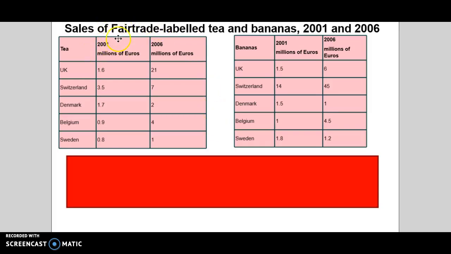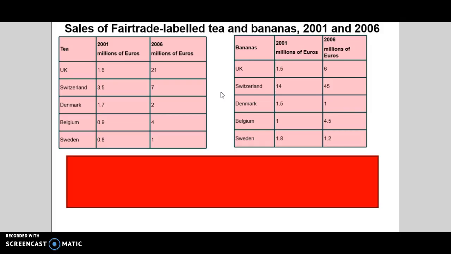Fair trade, if you don't know what fair trade means, it's a way of dealing with developing country producers of goods like coffee, bananas or tea, and it's a way of making sure that the producers get a fair price, a good price for their products.